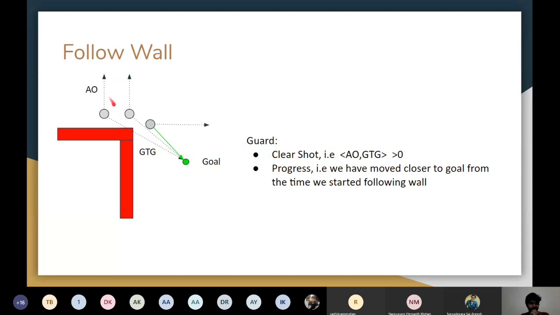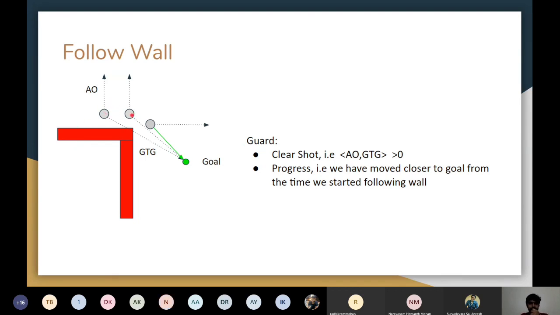And this particular angle is greater than 90 degrees. Also, you can see that there is no clear vision to the goal at this particular instant of time. That means this is not an appropriate time to shift from my follow wall behavior to go to goal behavior. If you want, you can analyze your bot at some other position, and you'll come to the same conclusion that it's not the appropriate time to shift back.